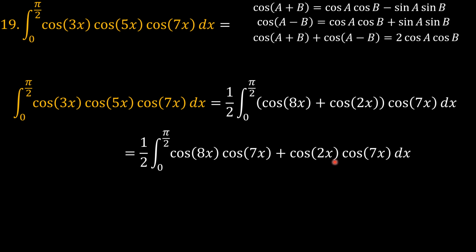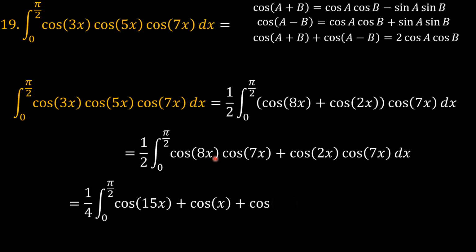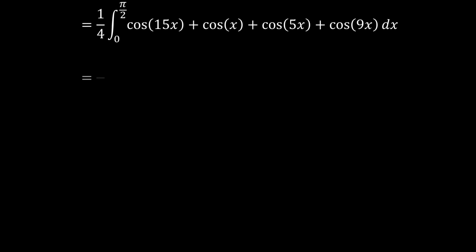Now using the same process, where we again have half times half, which is now a quarter, 7x plus 8x becomes 15x, so we have cosine 15x. 8x minus 7x is x, so cosine x. Cosine 2x plus 7x is going to be equal to 9x. 7x minus 2x is going to be equal to 5x. So now we have the best trigonometrical functions. So what we can now get out of this is we have a quarter.